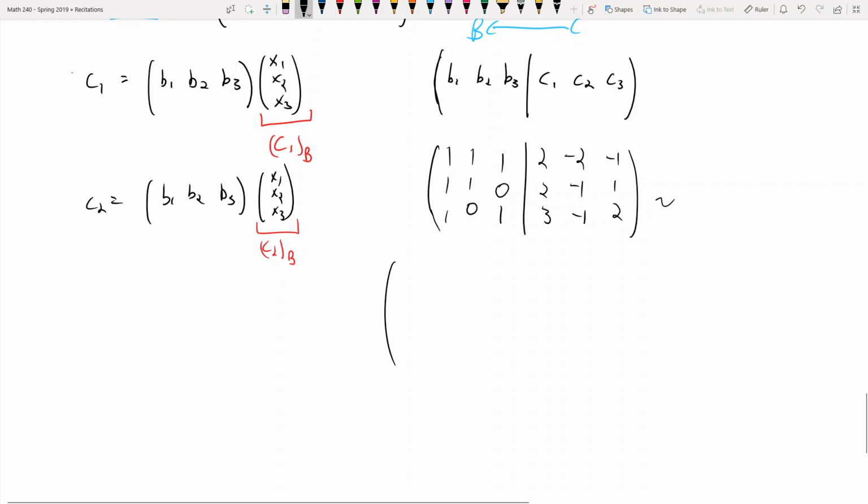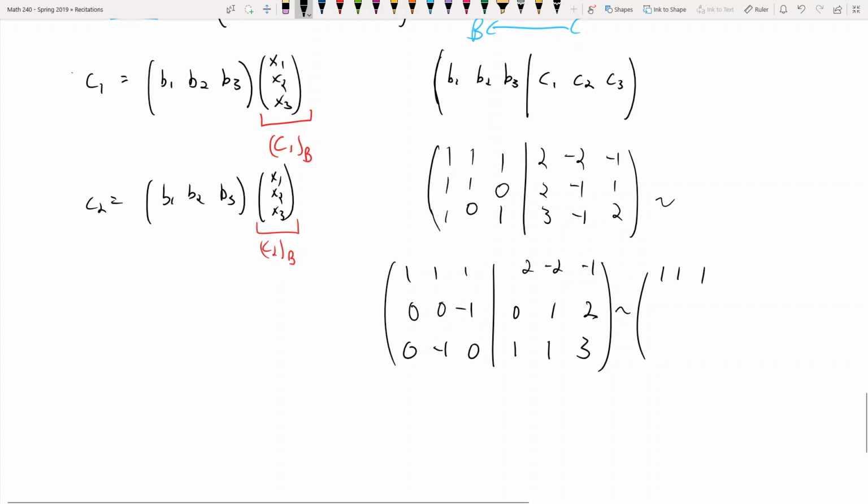row-reducing lane, and we'll get 1, 1, 1, 2, negative 1, 2, negative 2, negative 1. All right, I'm going to subtract row 2 minus row 1 and row 3 minus row 1. So 0, 0, negative 1, 0, 1, 2, and then 0, negative 1, 0, 1, 1, 3. Okay, now I'm going to move and multiply by negative 1. So 0, 1, 0, this row is negative 1, negative 1, negative 3, and then this row is 0, negative 1, negative 2, 2, negative 2, negative 1.